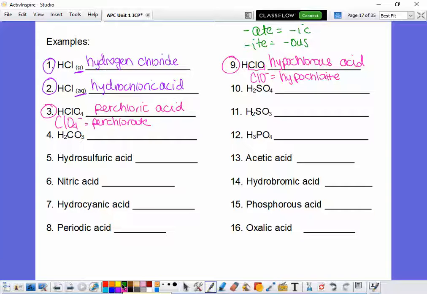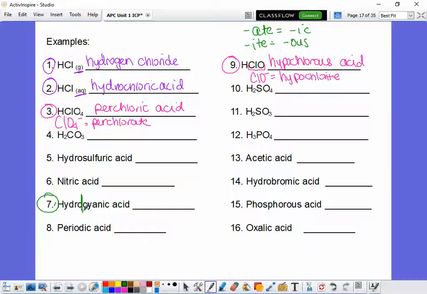All right. Let's do a couple going from the name to the formula. Let's look at number 7, hydrocyanic acid. This begins with hydro, so what does that mean the acid doesn't have? Oxygen. There's no oxygen. Okay? So when there's no oxygen, the ending had to have been IDE, because if it's ATE or ITE, that means there's oxygen in it. So this ending was originally IDE.